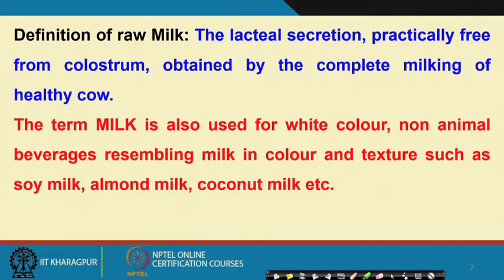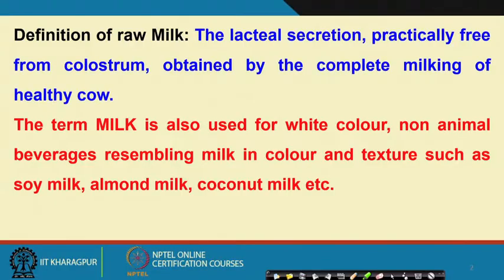So by definition, we say other than colostrum free. And practically the lactal secretion of the mammalian from the healthy cow or animal or mammalian, we should say, is called milk by definition, right?